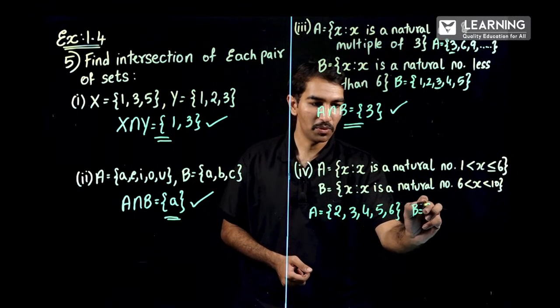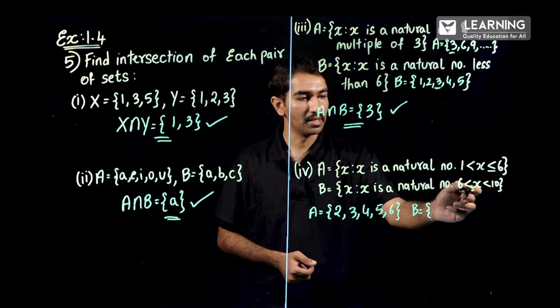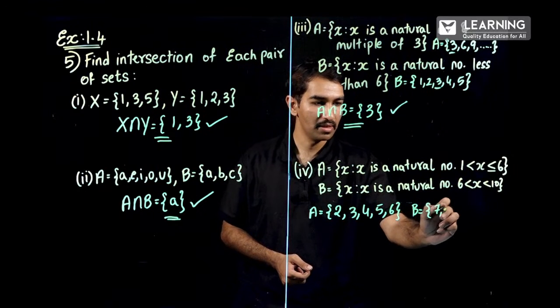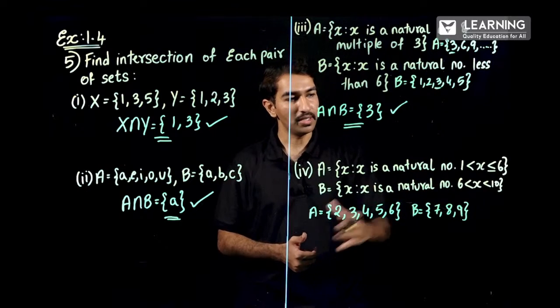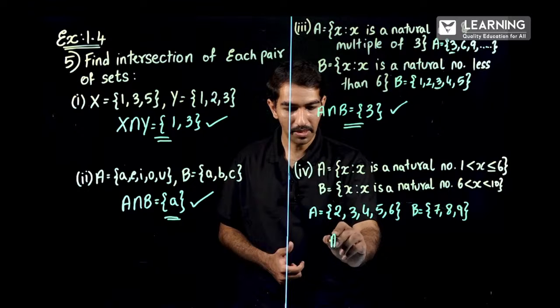So, B will be equal to what, students? x such that x is a natural number and x is in between, that is greater than 6 and less than 10. So, greater than 6 means 7, 8, 9, correct, less than 10, and it is not equal to, right, so we are not writing 10 there. So, again what should we find here? A intersection B.